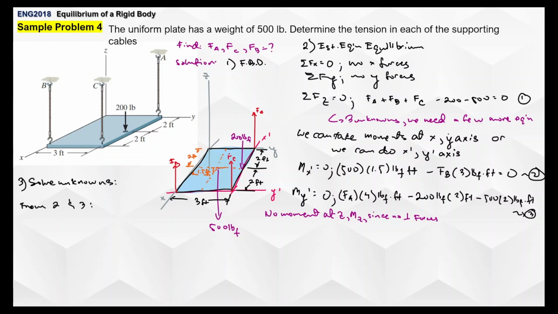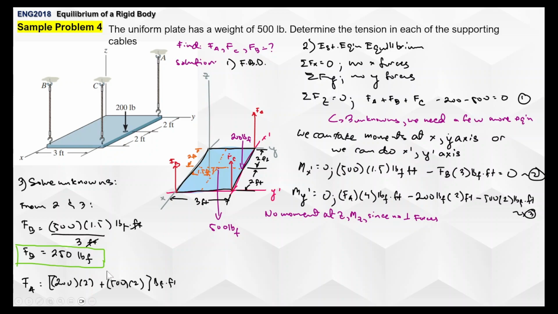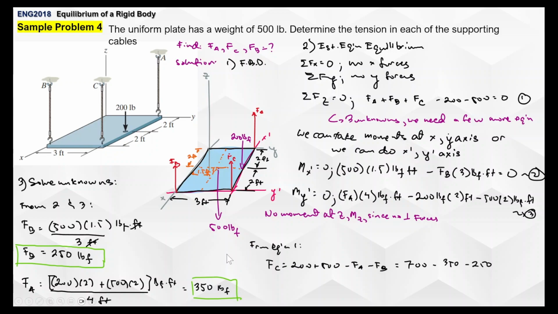The next step is to solve the unknowns. We go first with 2 and 3. Here we will now be able to solve FB and FA accordingly. FB would be 250 pound force, and since it's positive, our orientation is correct. FA is now going to be 350 pound force, again positive, which means our orientation in our FBD is correct. And then finally, we just plug it in on our equation 1 to solve for FC. FC is now equal to 100 pound force, again positive because our orientation here is good. So no need to redo our FBD.